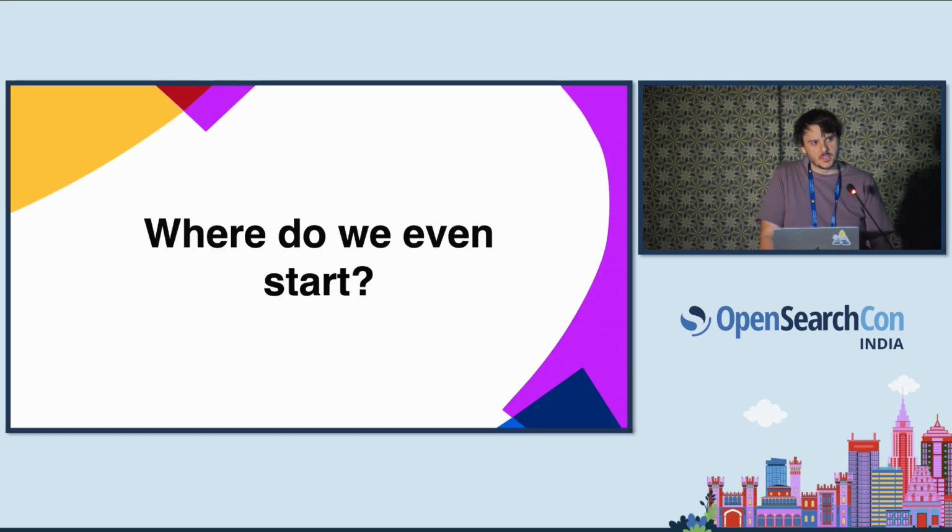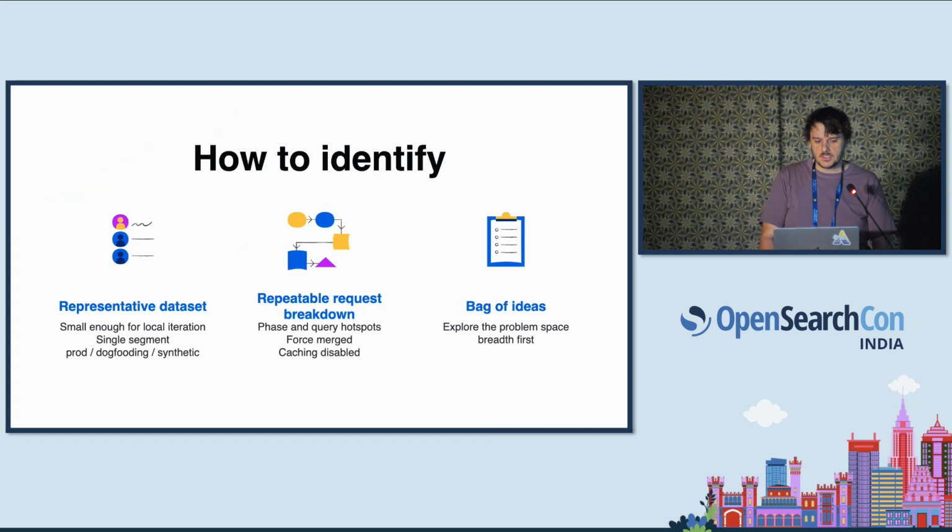So where do we even start? There's a couple of things that are really important when doing performance investigations. I would be recommending that people try and get a representative data set that they can use in a local environment. This actually becomes very important when iterating fast on ideas and being able to explore your problem space.